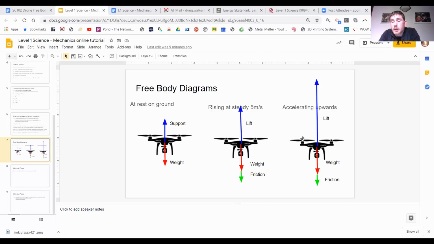Would speed be the same as velocity? Yeah, sorry about that. I tend to use the terms interchangeably and forget that you guys might have just been using speed. So yeah, at level 1, speed is the same as velocity.